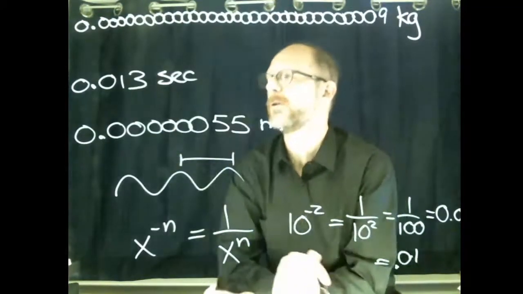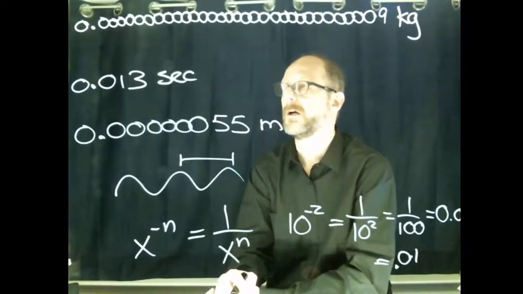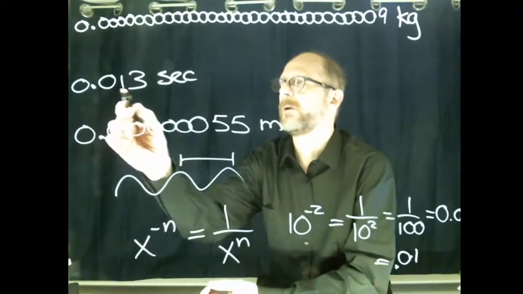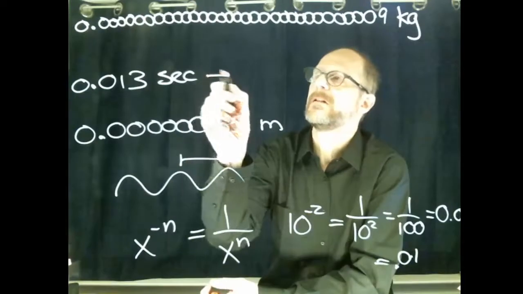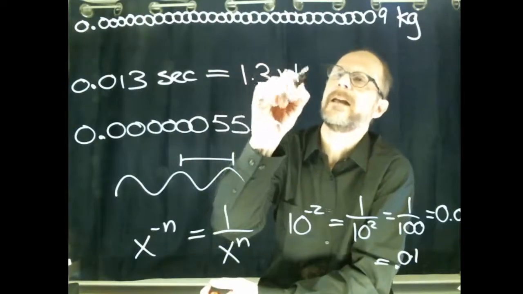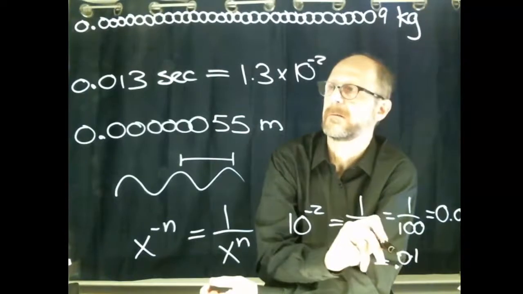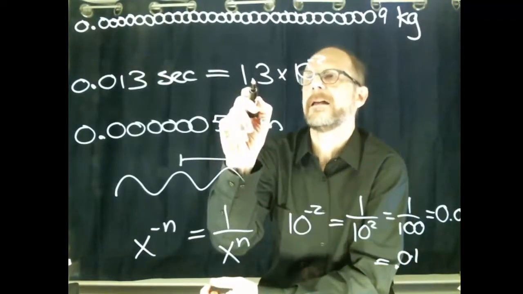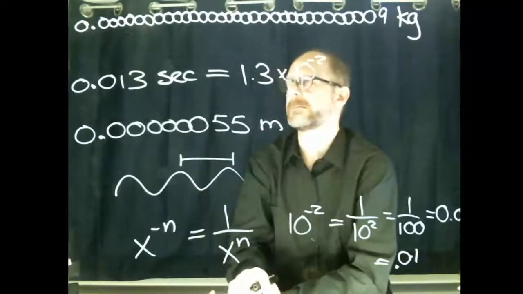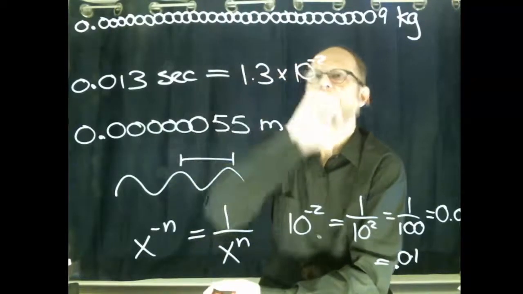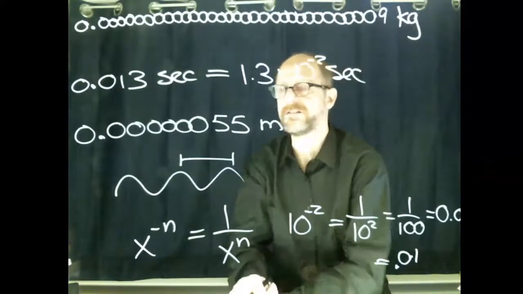So if we come up here and we take a look at the time it takes for light or a radio wave to travel from New York City to Los Angeles, this is 0.013. And so we can write this as 1.3 times 10 to the negative 2. You can think of it as taking the 1.3 and moving the decimal point two places to the left. A negative exponent, you're moving the decimal point to the left. And so 1.3 times 10 to the negative 2 seconds. Now, it's just as easy to write 0.013 seconds.